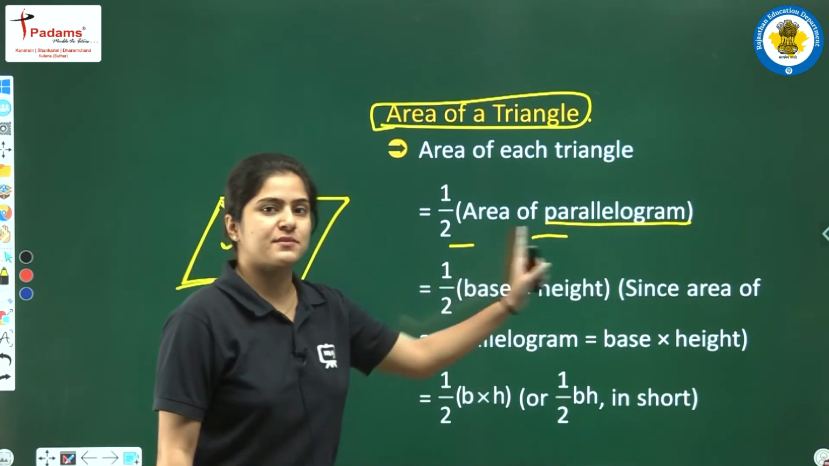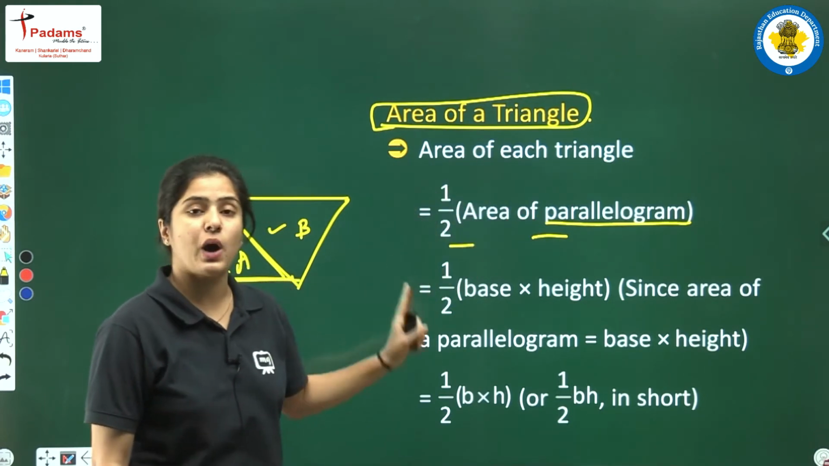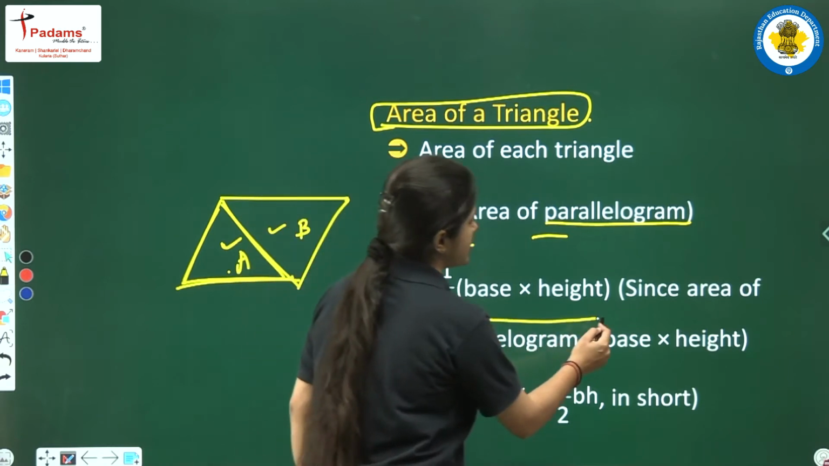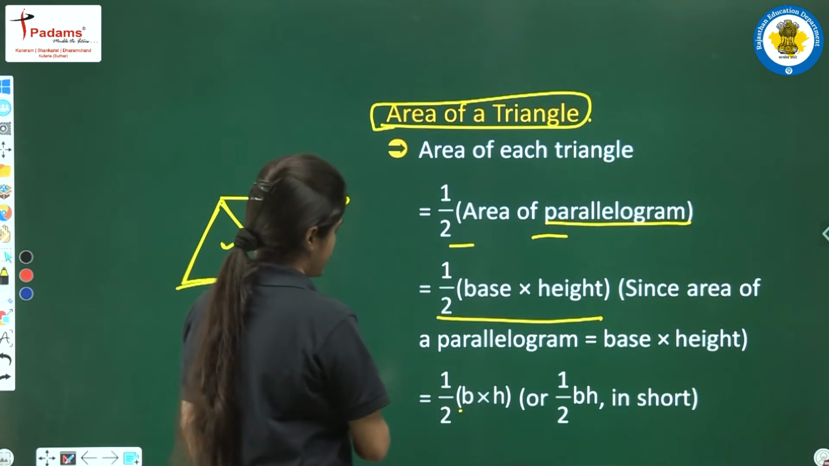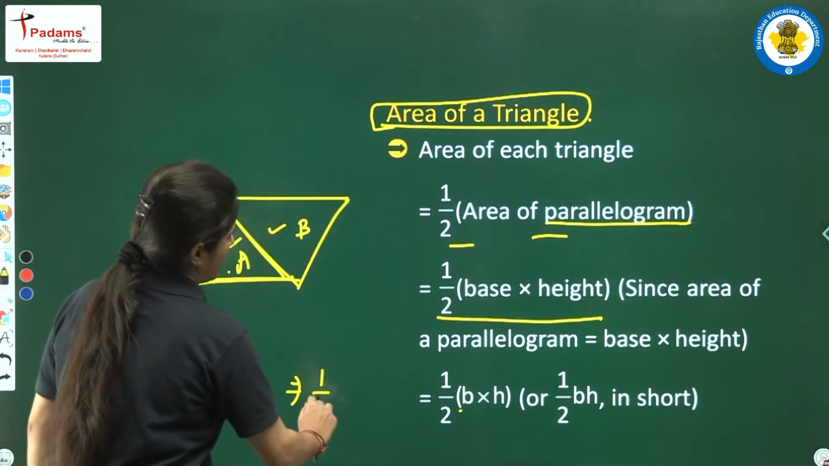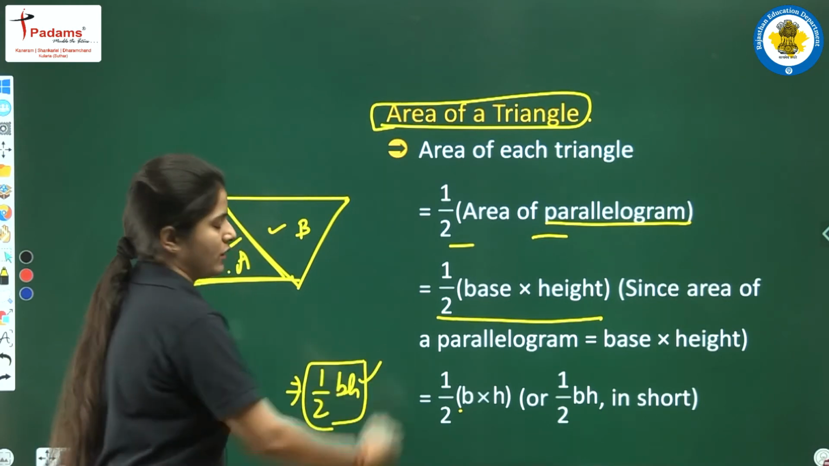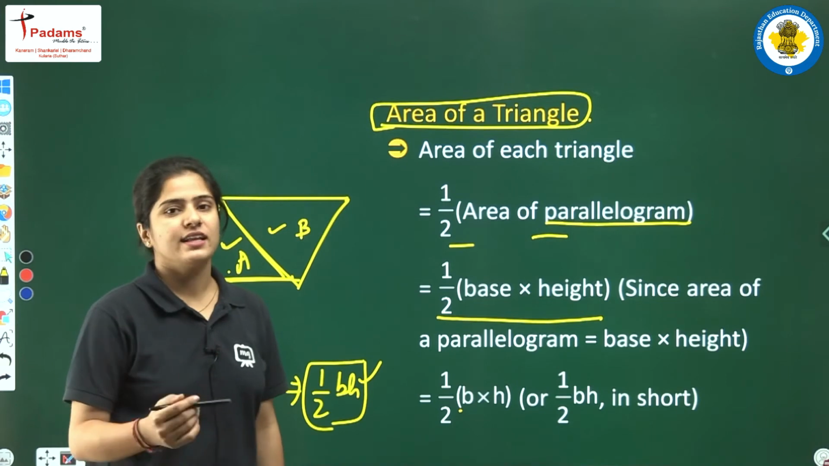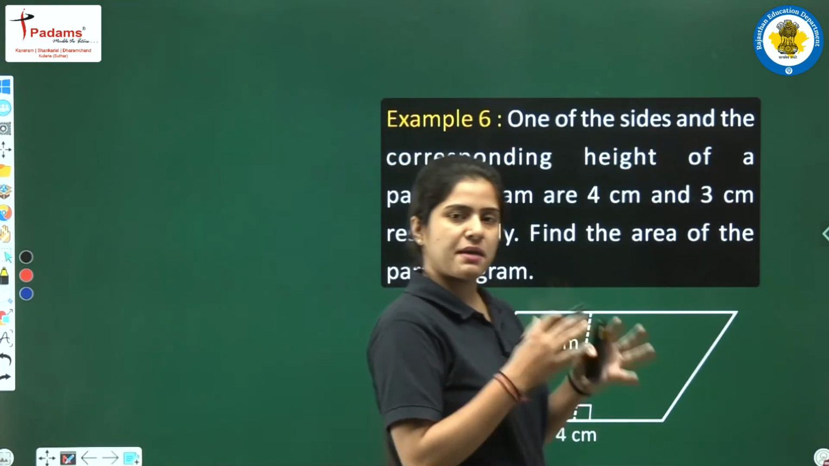Area of parallelogram is equal to base into height, then it means that area of each triangle is equal to half into base into height. So half into BH, that is 1 upon 2 BH, is the area of the triangle. Alright students, this is the area of the triangle. Now students, based upon these particular concepts, we will be solving some examples.